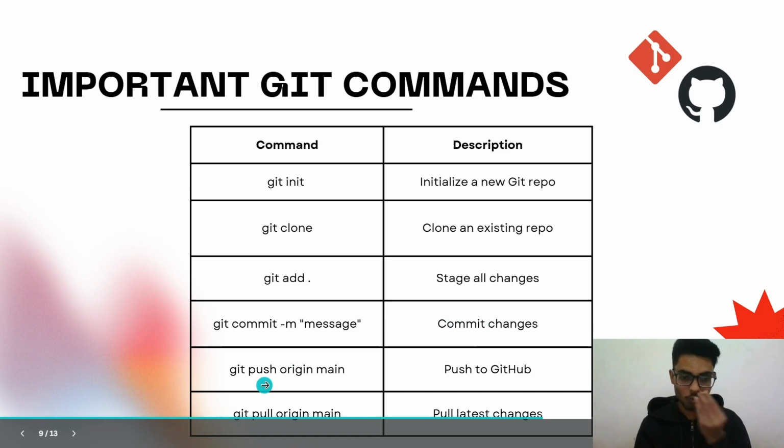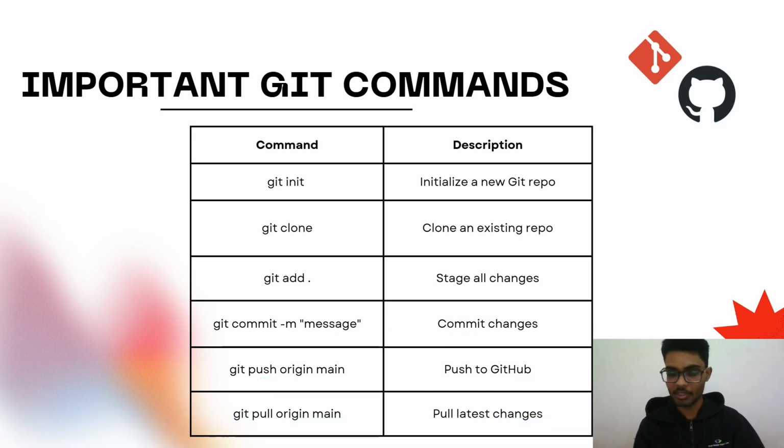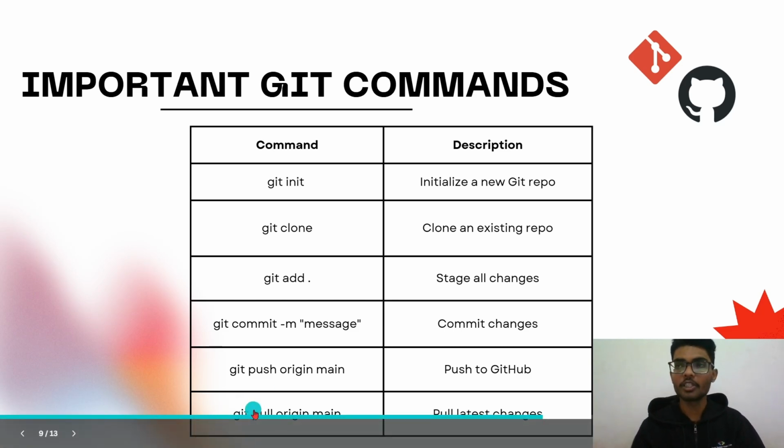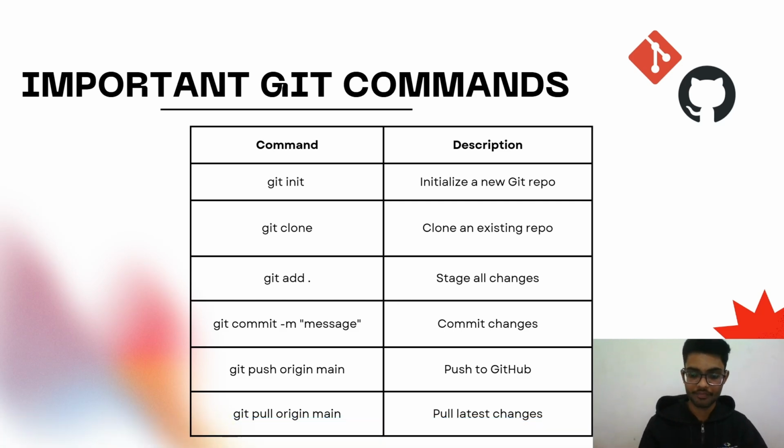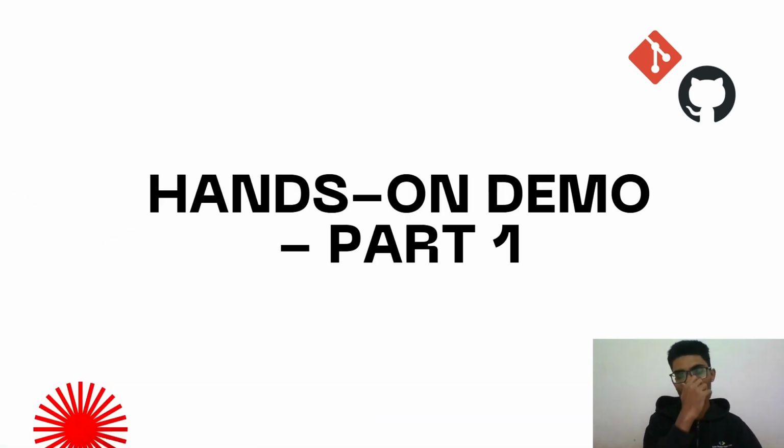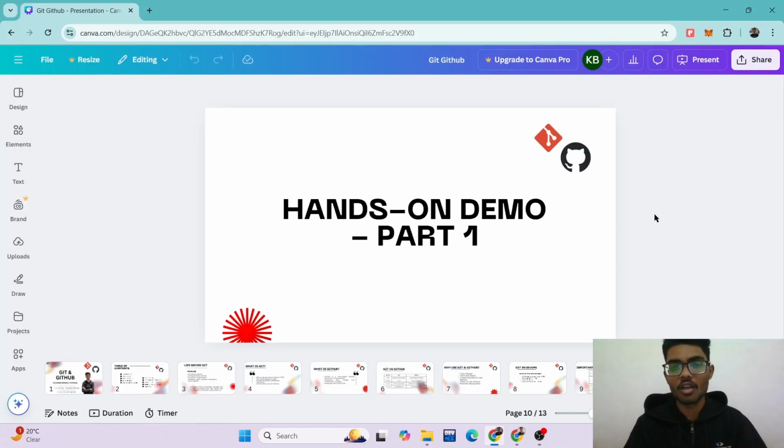And git push is to push my code from my local machine to my remote GitHub repository. Git pull is something to fetch the remote code which is there on GitHub to my local machine. Now we will move to the hands-on demo part.